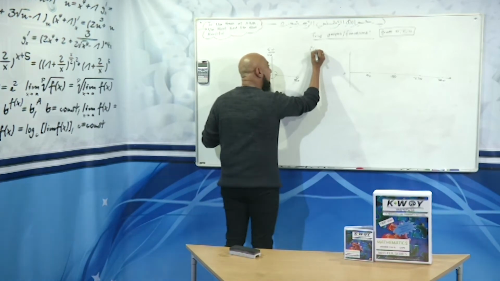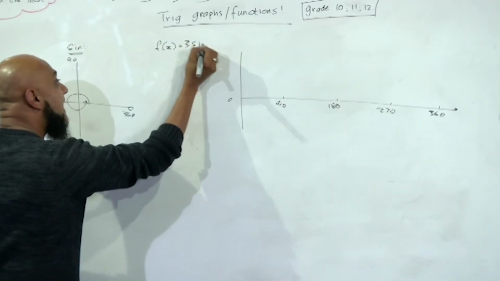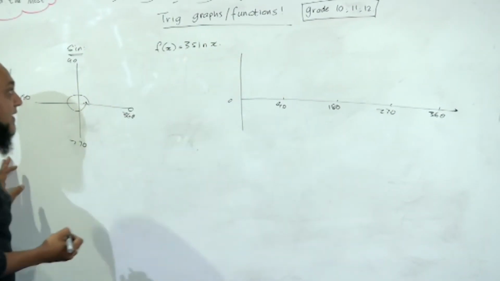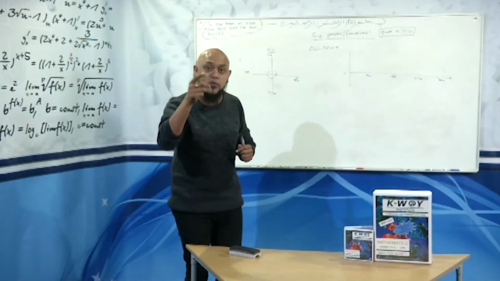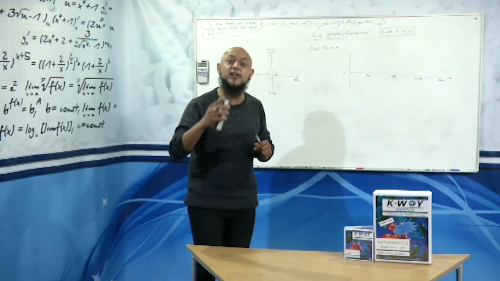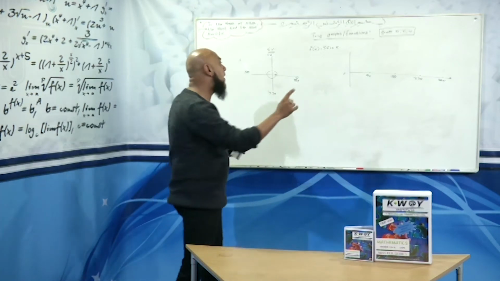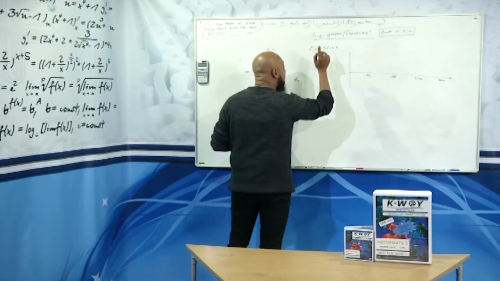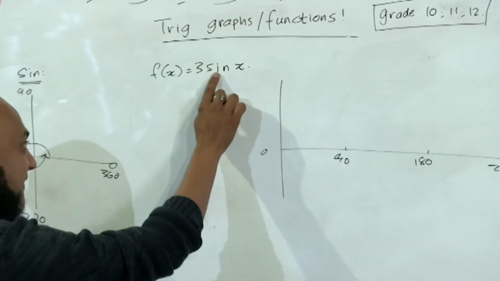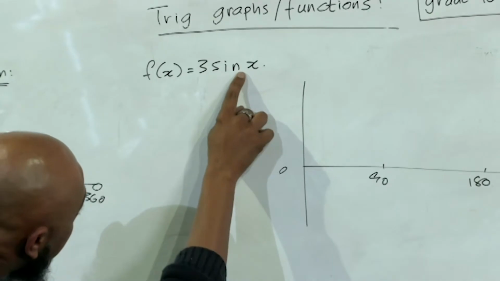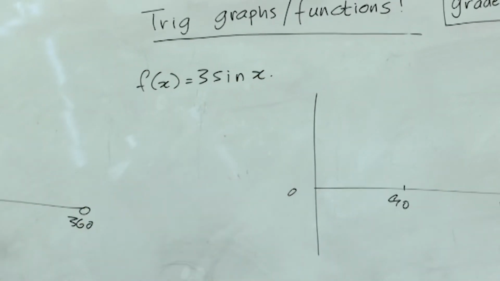We say f of x is equal to 3 sine x. Now this is very basic. I'm going to first do an analysis of the equation before we sketch the graph, to make sure that you understand what each component of the equation stands for. What does f of x stand for? What does the 3 represent? What does the sine represent? What does the number in between represent? And what does x represent?